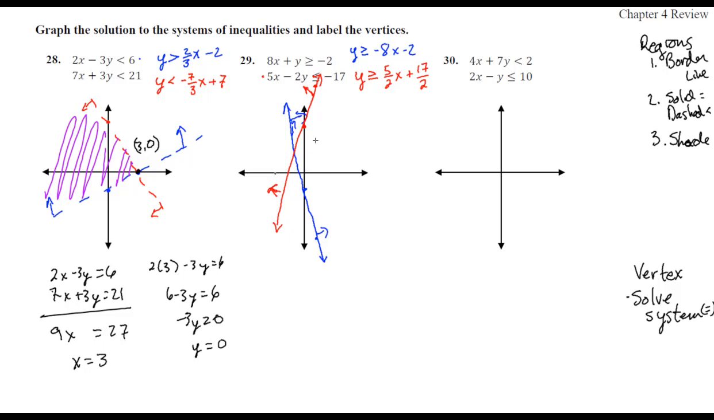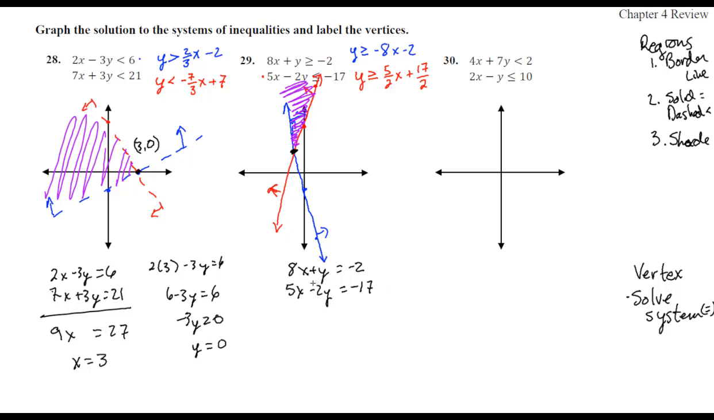So let's do purple. And it looks like that. It's that sliver right up at the top. And we got to find the vertex, which is going to be somewhere in here. Man, don't know what that's going to look like. Let's solve it. 8x plus y equals a negative 2, and 5x minus 2y equals negative 17. So now we got to find the solution to this.